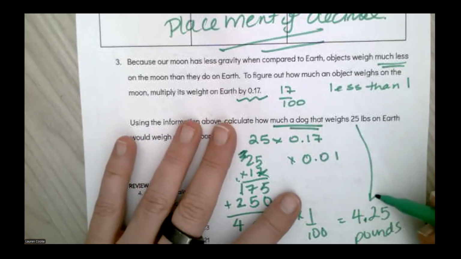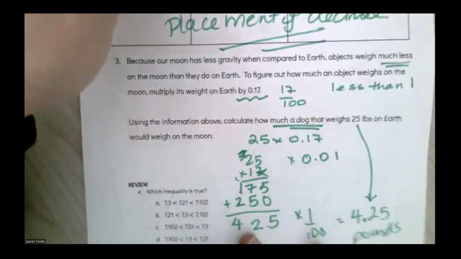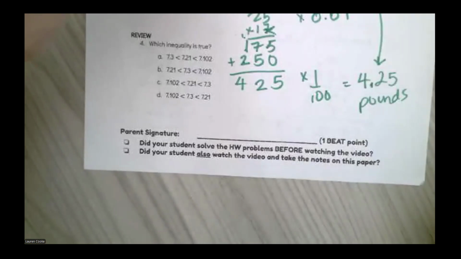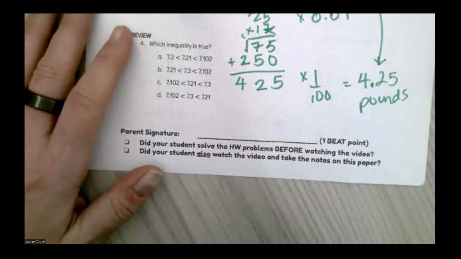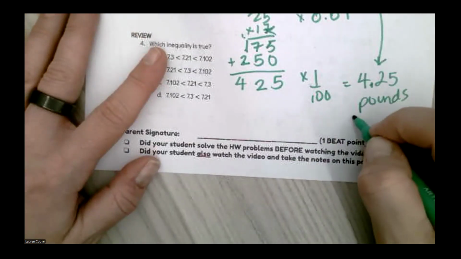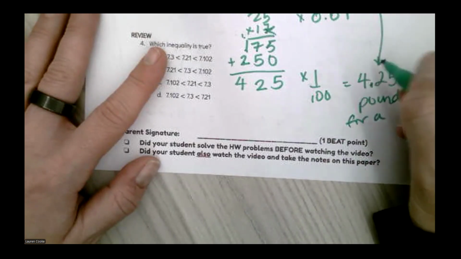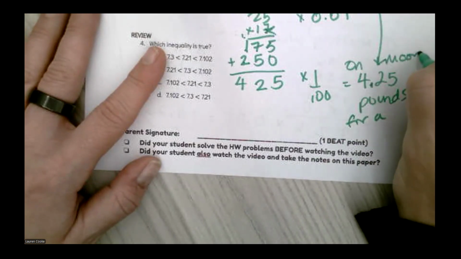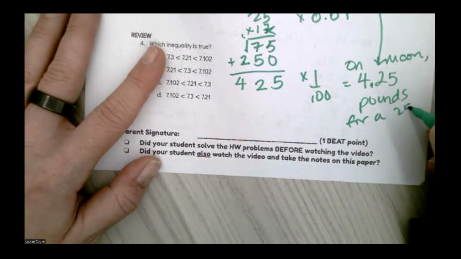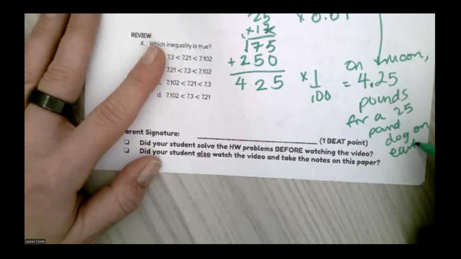So it's the same dog, but it is way smaller amount of weight, but still same dog. So that's kind of cool. That's what a 25-pound dog on Earth weighs on the moon, right?